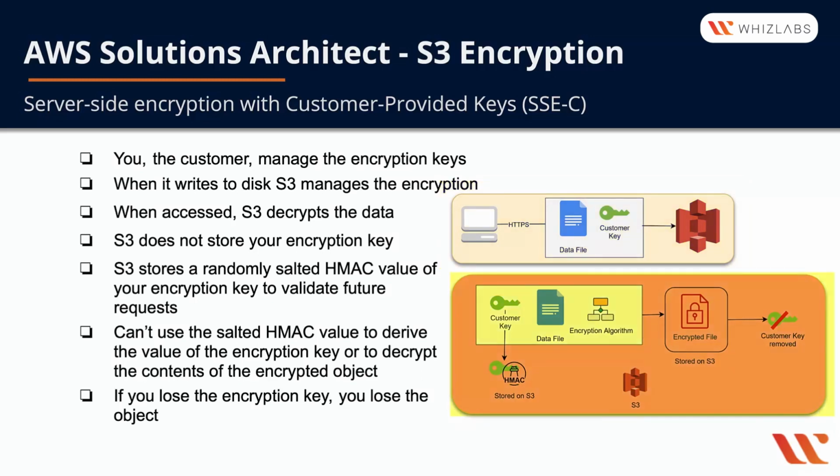All right, and then in step 2, S3 takes the customer provided key and the object, and it performs encryption of the object using an encryption algorithm. And in addition, S3 will generate a salted HMAC value of the customer key, and this will enable validation of future access requests. And the HMAC value and the encrypted file are stored on S3, and the customer key is removed. So that's how SSE-C works.